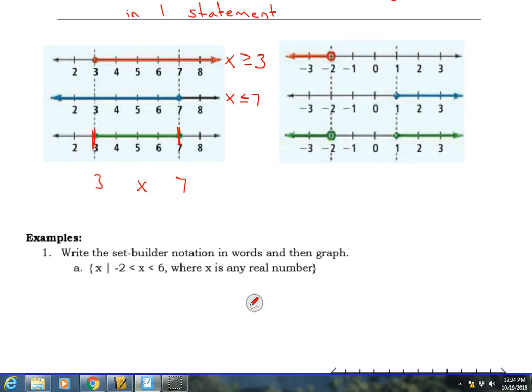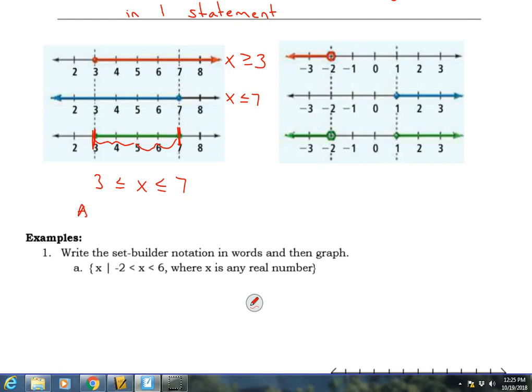Now, this part of the number line says that the x has to be less than or equal to 7. But this part of the number line says that the x has to be greater than or equal to 3. Or in other words, the 3 is smaller than or equal to whatever x is. Now, this is a compound inequality here. Notice we have two inequalities within one statement.